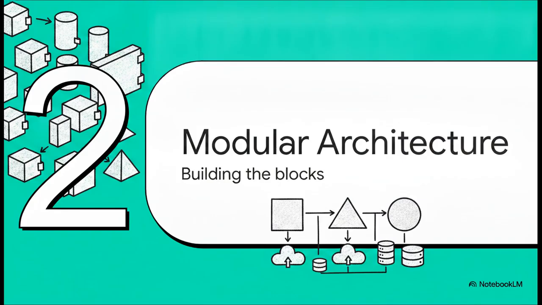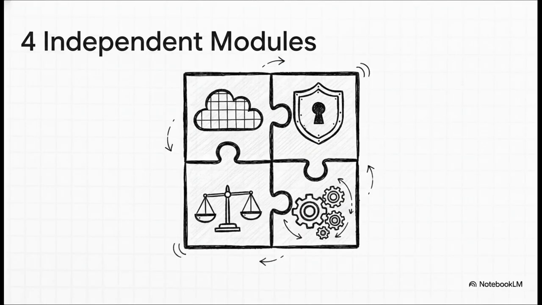Moving on to Section 2, Modular Architecture in Action. Let's see how this solution is actually built using distinct, highly functional building blocks. You see, this infrastructure is absolutely not a spaghetti bowl of code. It's cleanly split into four independent and highly reusable Terraform modules.